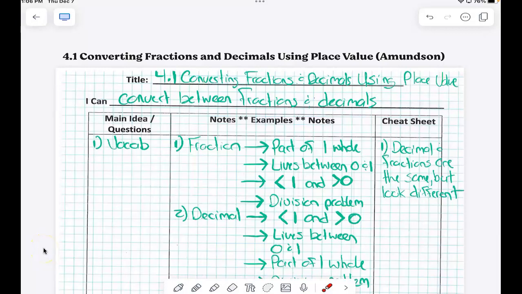4.1, converting fractions and decimals using place value. What are we using again? Place value. If you don't know place value, this is going to be a hard lesson. If you know place value, I think it's going to be easy. Eyes are up here on the screen.